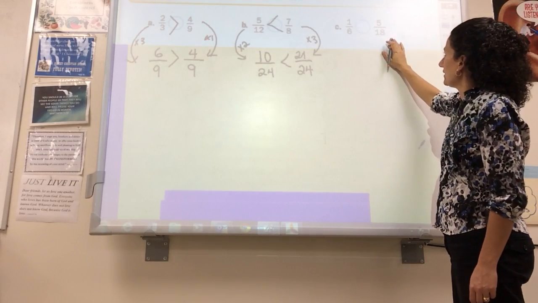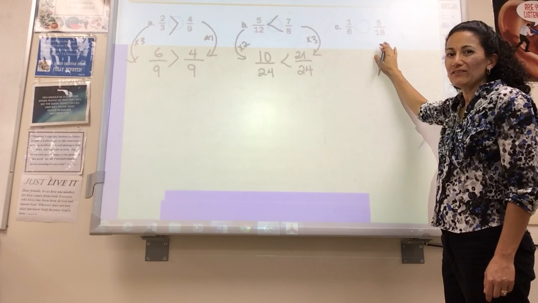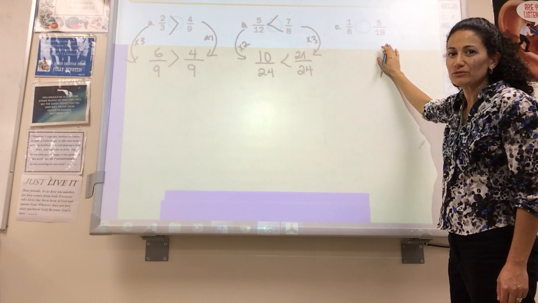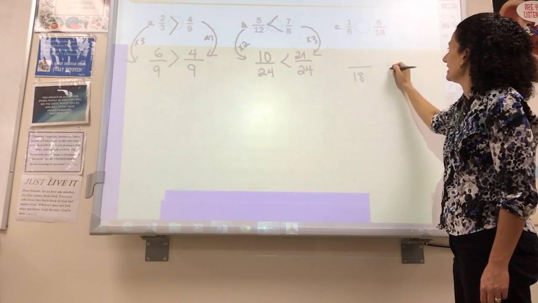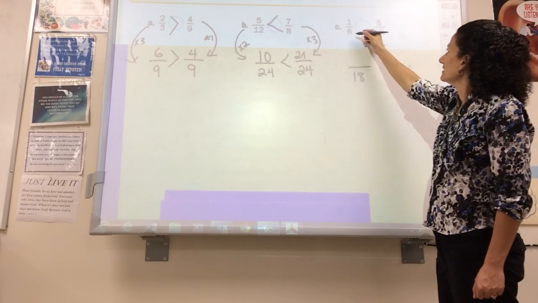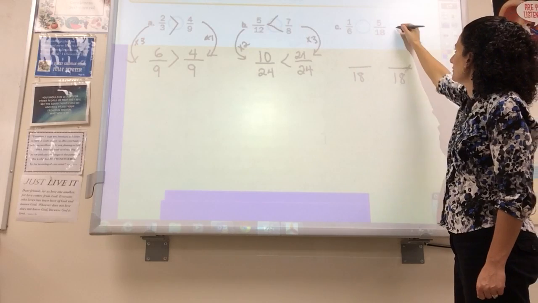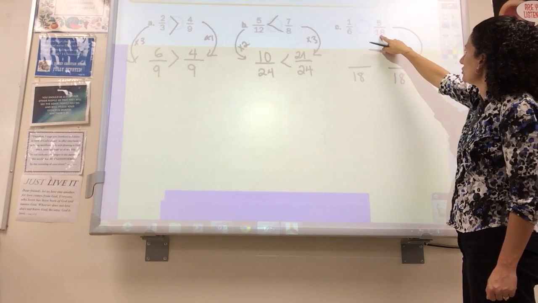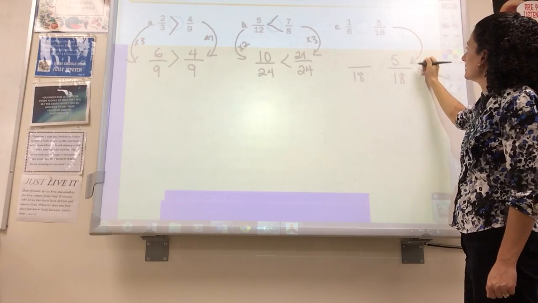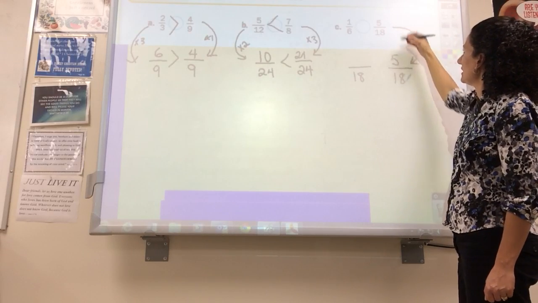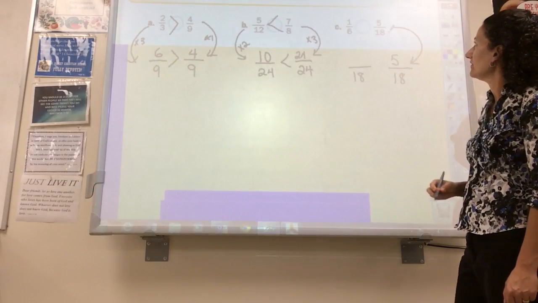A common denominator for 6 and 18. Even though you don't know your 18 times tables, you should know that 6 goes into 18 evenly. So 18 is our common denominator. Since I'm not changing my denominator, then I'm not going to change my numerator here. So 18 is staying 18, so the numerator is going to stay 5.